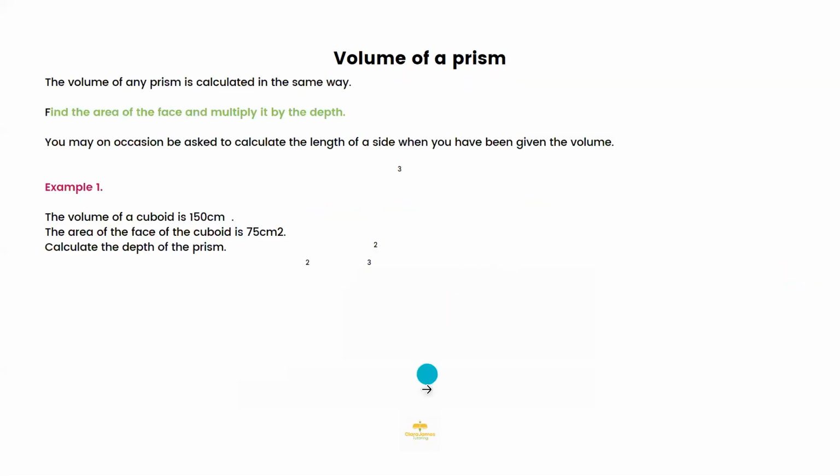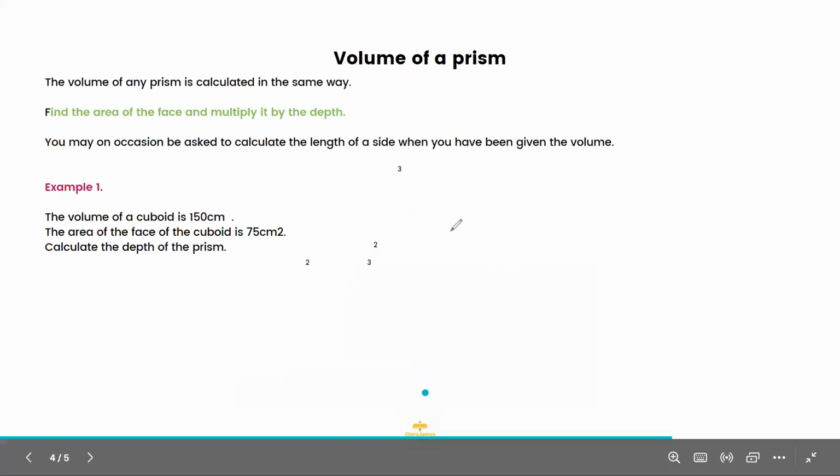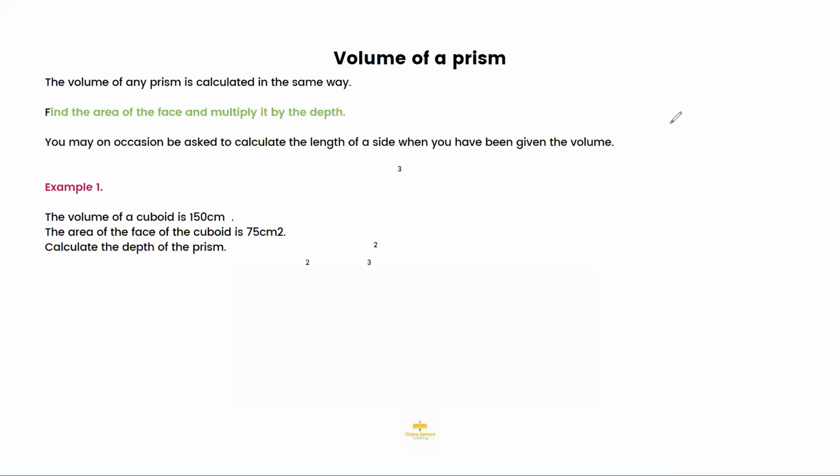Occasionally, what you may be given is the volume and then asked to work out the length. So in this scenario, what we've got is a cuboid with a volume of 150 centimeters. So we know that to work out the volume of the cuboid, we would have to go base times height times depth equals volume. I'm just going to put equals V because I'm running out of space there.